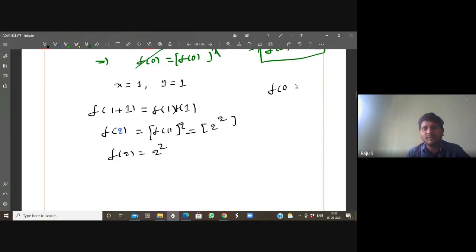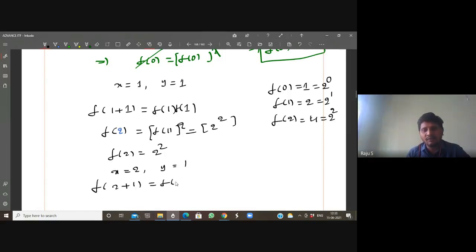And f of 0 value we got 1, 1 can be expressed as 2 power 0. f of 1 value already they gave as 2, 2 can be written as 2 power 1. f of 2 value we got as 4, that we can write as 2 square. Like that, even you can take x is equal to 2 and y is equal to 1. So f of 2 plus 1 is equal to f of 2 into f of 1. f of 2 value we got as 2 square, and f of 1 value already given 2. Finally we got 2 cube.